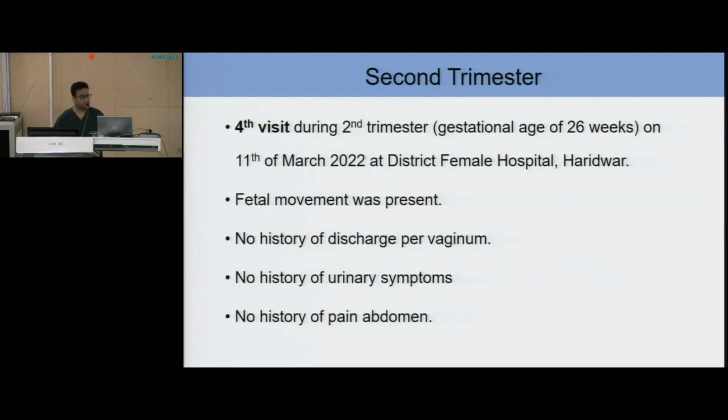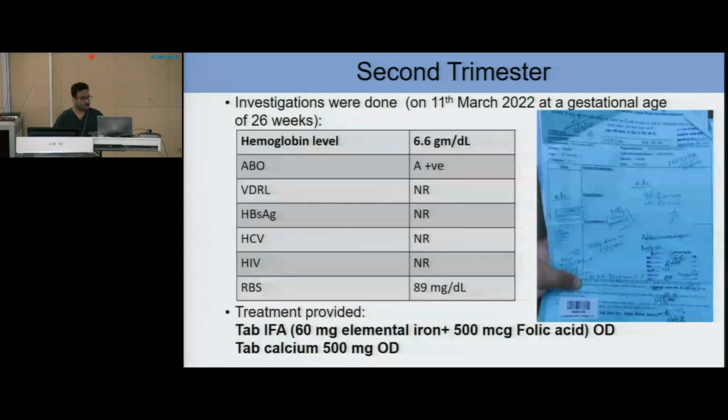4th visit was done during second trimester at the gestational age of 26 weeks at the same hospital, district female hospital, Haridwar. During examination, fetal movement was present. There was no history of discharge per vaginum, urinary symptom, or pain in abdomen. Same date, investigation was also done. All investigations were normal except for hemoglobin level. That was 6.6 gram per deciliter.